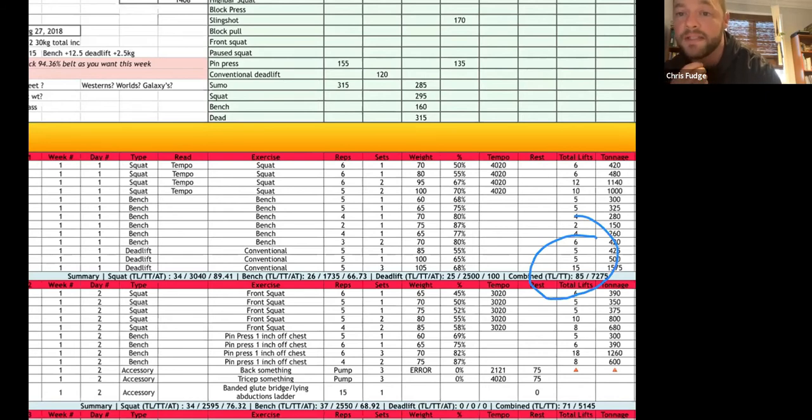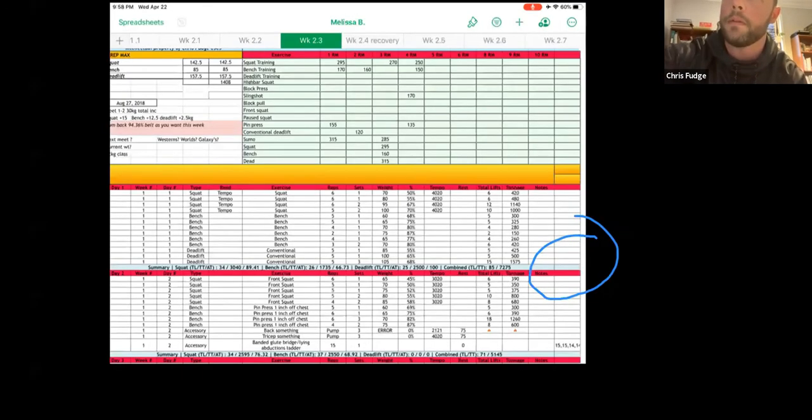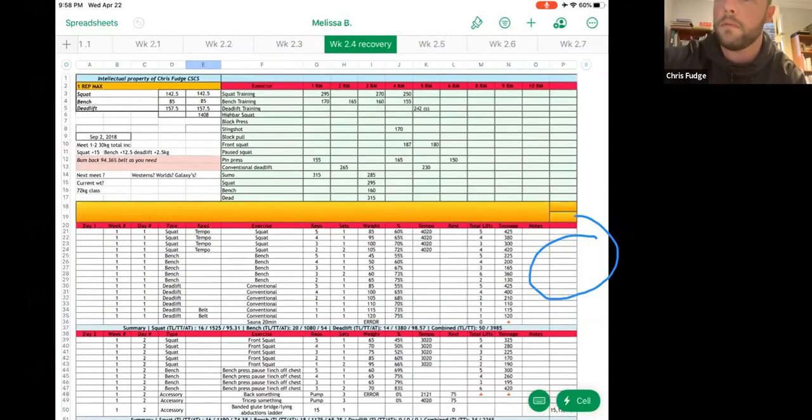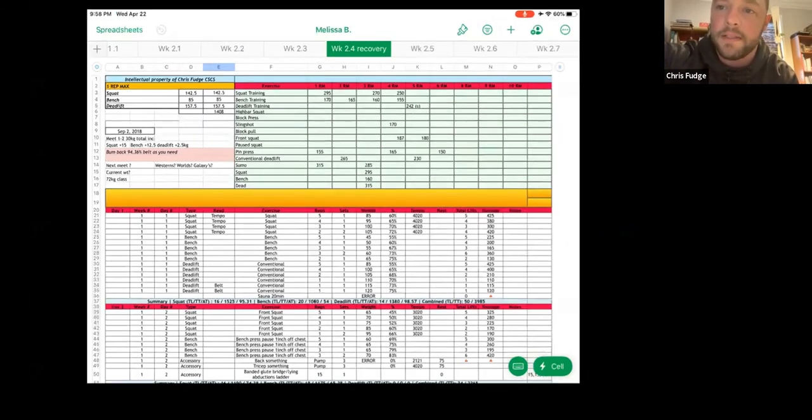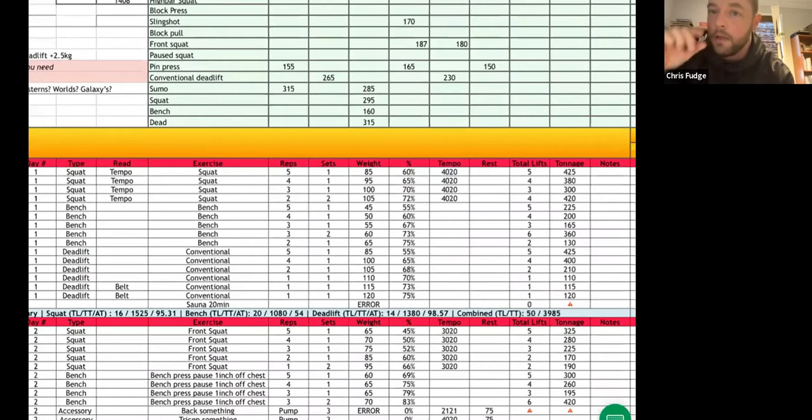So how can I make a deload or recovery week more effective? I have to reduce some of those numbers. Let's take a look at what that could look like. So if I move over here, this would be recovery. If you look at the top of the program there, it says week 2.4 recovery. So I made a few modifications here. I'm just going to zoom in so we can all see a little bit better. So we look down at the bottom, the squat numbers are different, the bench numbers are different, and the deadlift numbers are different.